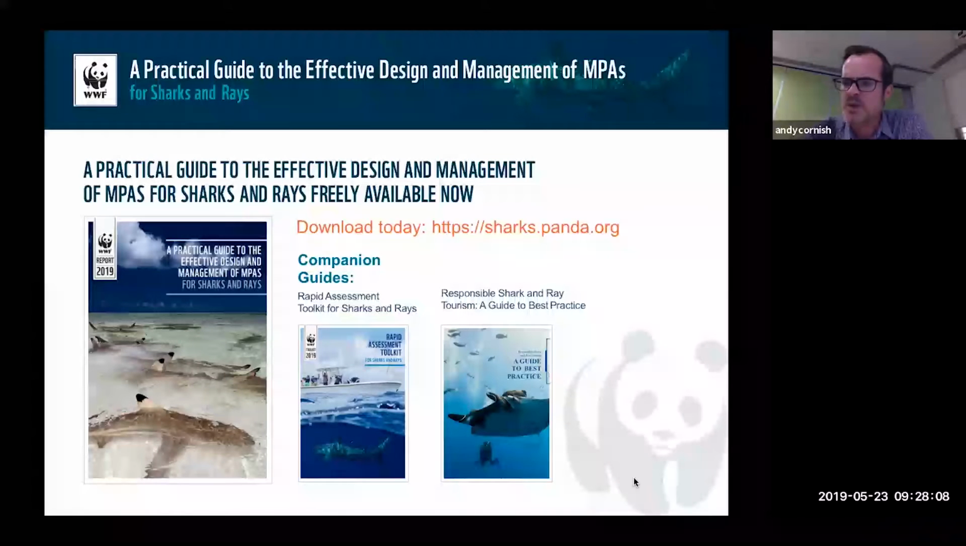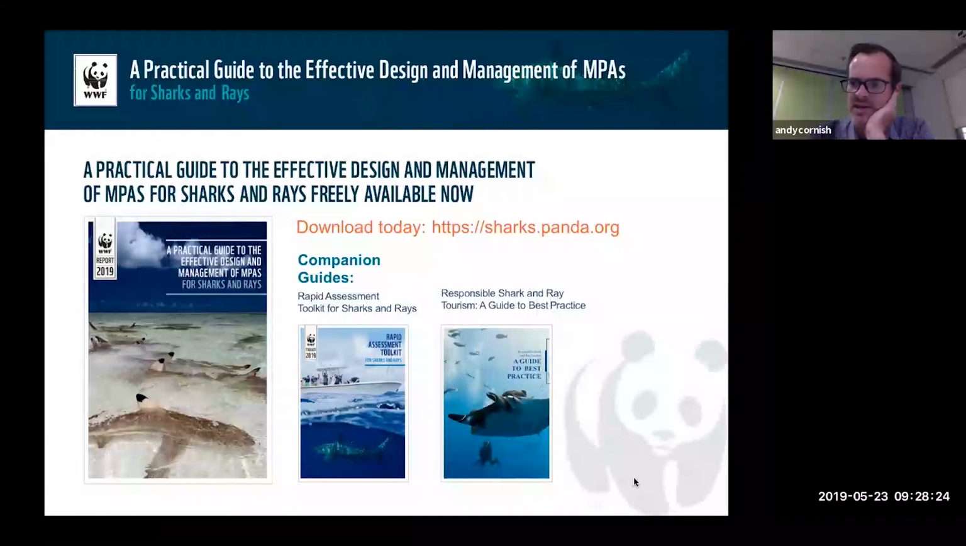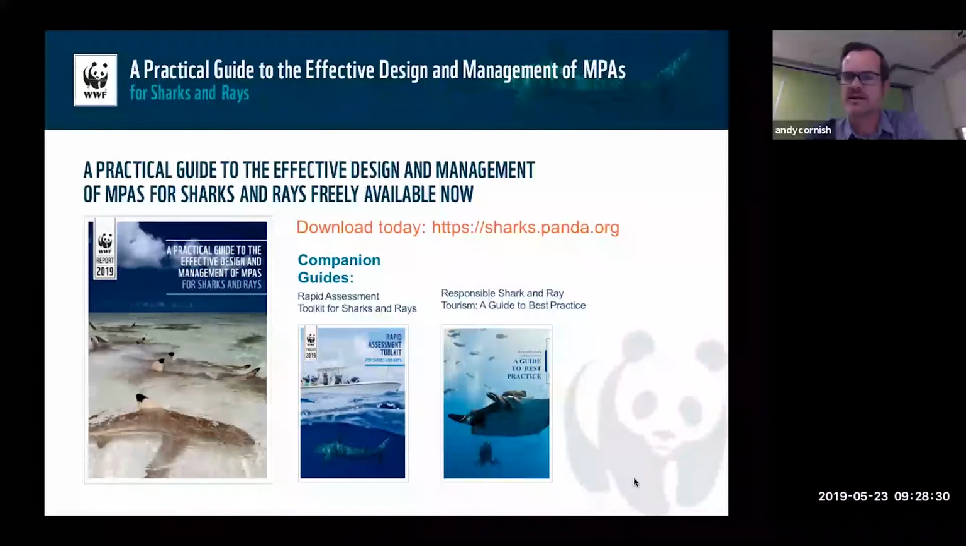I think one interesting model which has been very successful, but I don't think it will be applicable everywhere, is Shark Reef in Fiji. This is one of the ones that we used quite extensively, and you're probably aware of this: there is a fee that is collected by the tourism operators for every diver who goes in.